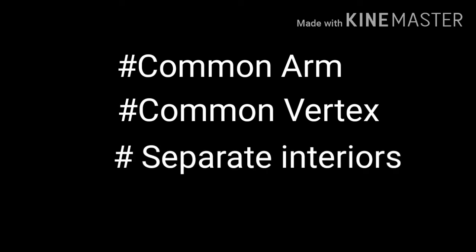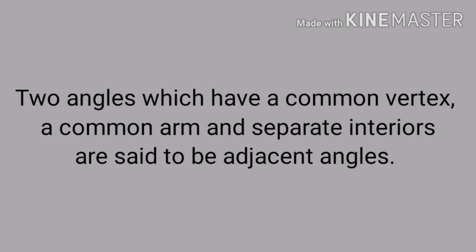Adjacent angles have one common arm and the other arms lie on opposite sides of the common arm. They have a common vertex. Adjacent angles have separate interiors. So now we know that two angles which have a common vertex, a common arm and separate interiors are said to be adjacent angles. Now let's learn complementary angles.